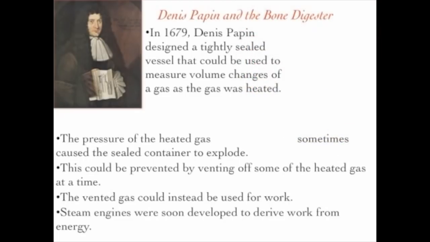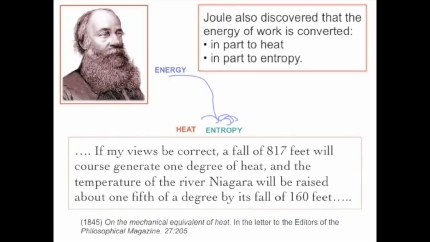This could be prevented by venting off some of the heated gas, a little bit at a time. And the vented gas could even be used for work. And this was the idea behind steam engines. They were soon developed to derive work from energy. And we use the same principle when we catabolize food sources to generate energy. By yielding a little bit of energy at a time, we have a good chance of getting the energy that we need to do work without losing a lot of that energy to heat and to entropy. Let's take a closer look at that. The energy of work is converted in part to heat and in part to entropy.